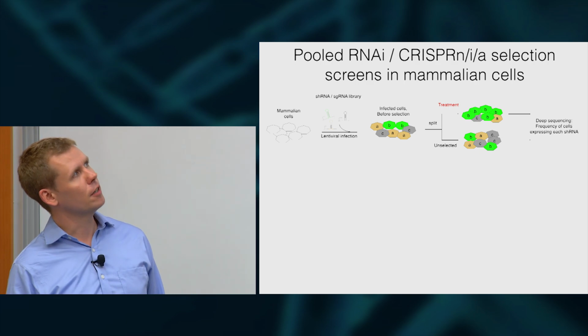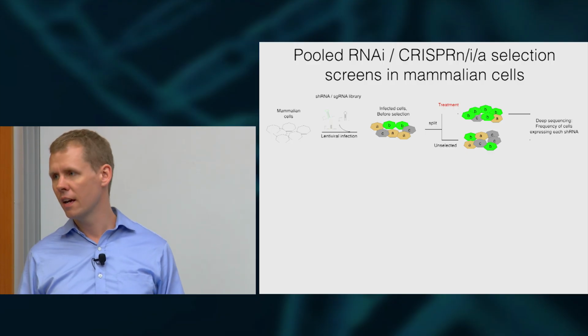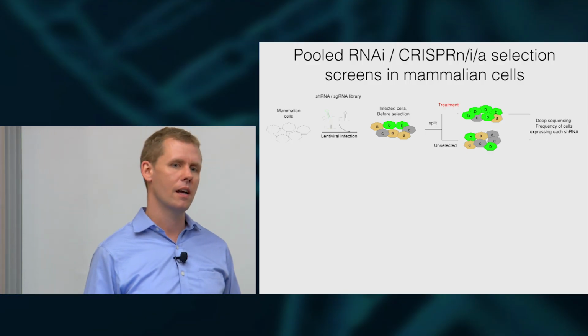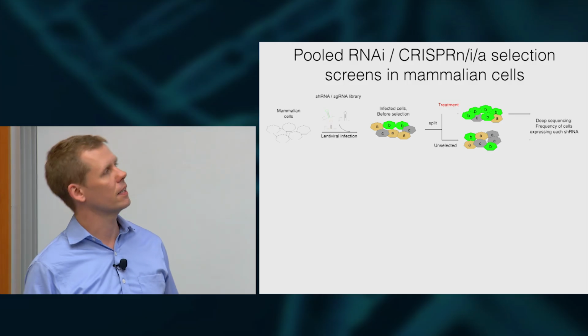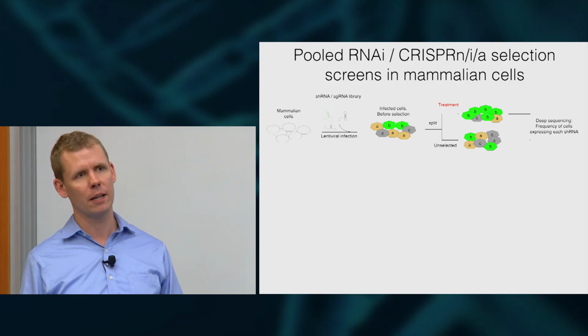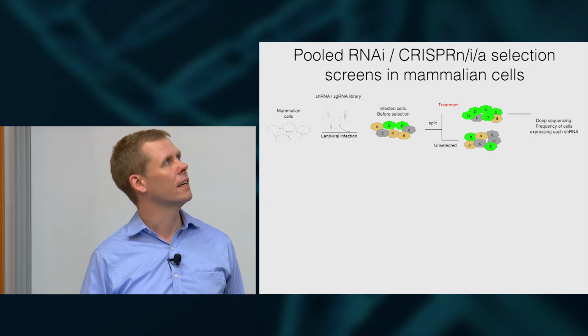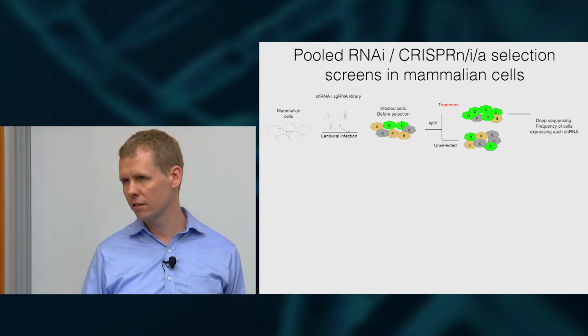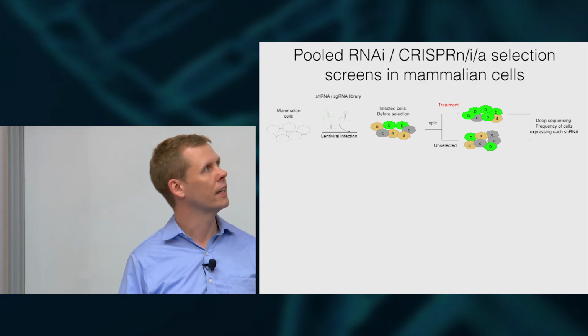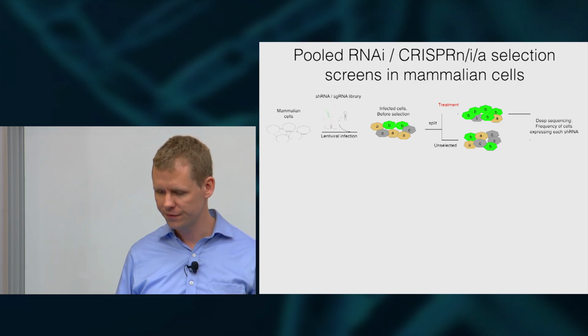And at the end of the experiment, we can harvest the cells, extract genomic DNA, PCR amplify the locus in the genomic DNA encoding the guide RNA, which is flanked by constant sequences that we know, and then quantify very precisely the frequency of cells that carry a different shRNA or guide RNA in these populations.